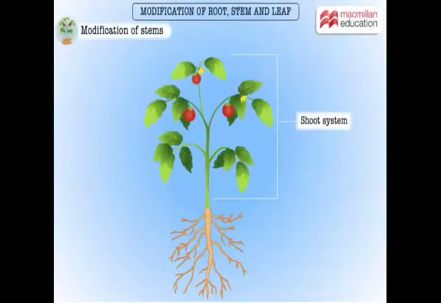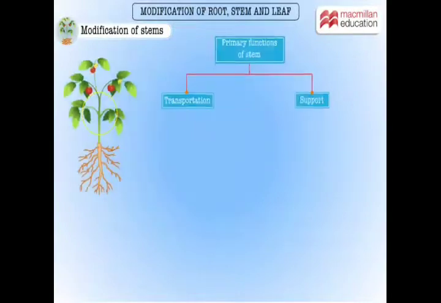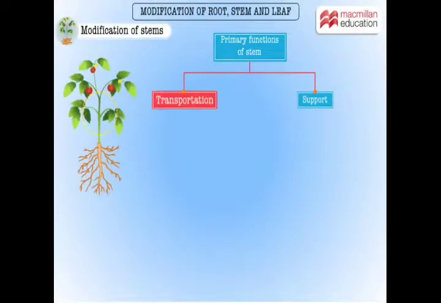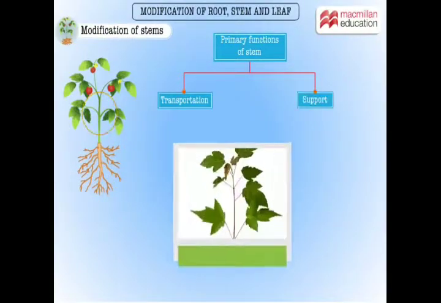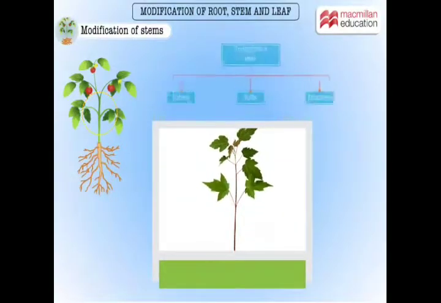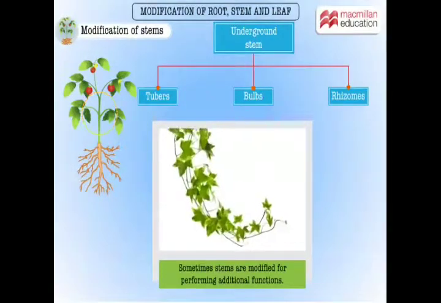We now move on to the shoot system. Let's begin with the stem. The primary functions of a stem are transportation of fluid and nutrients to different parts of the plant and providing support. Sometimes, the stems are modified for performing additional functions.